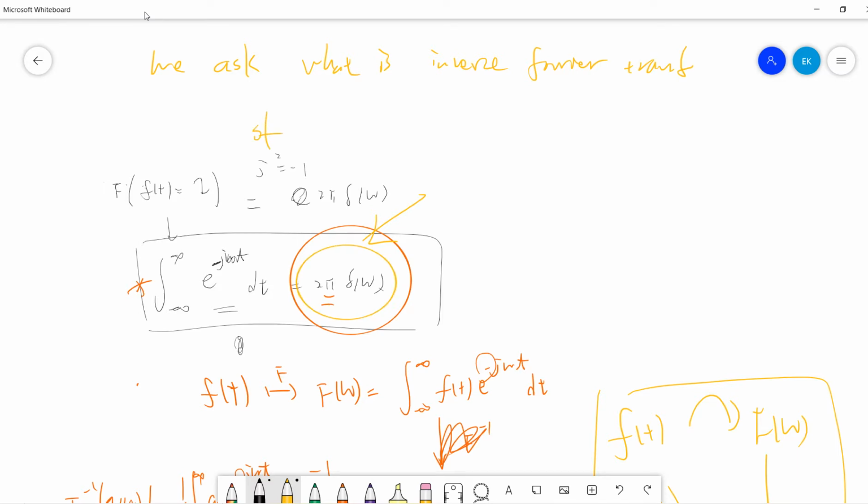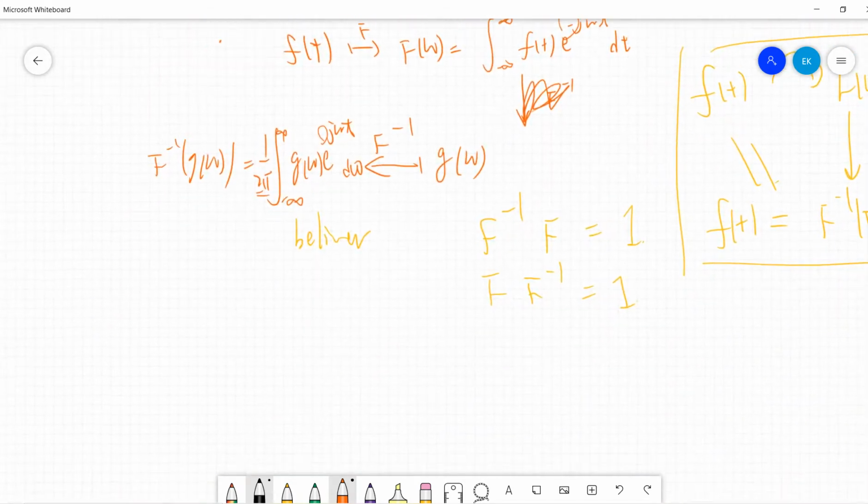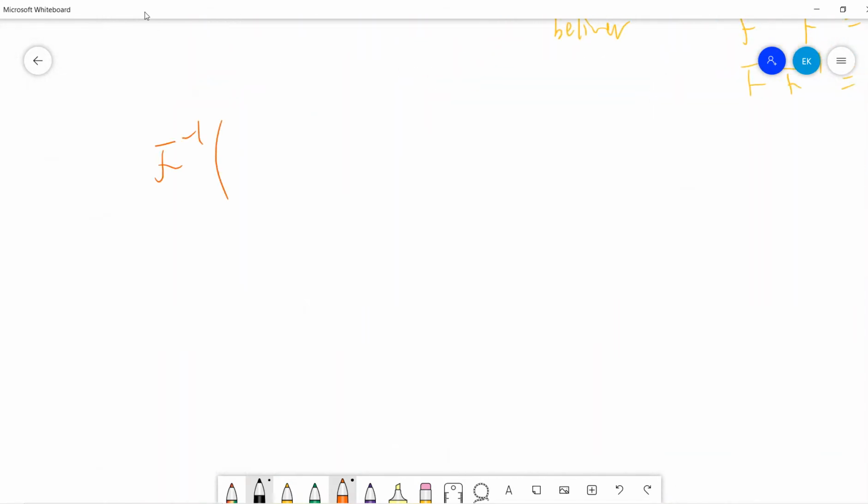The inverse Fourier transformation of this, if you put the delta in the integral d omega, is the same as putting omega to be 0. The 2 pi cancels, and you get 1. So this is constant for every t. What we have shown is that the inverse Fourier transform of 2 pi delta omega is indeed the constant function f of t equals 1.